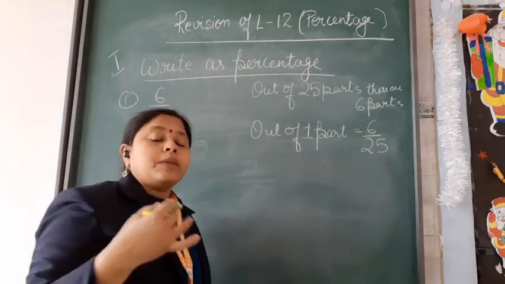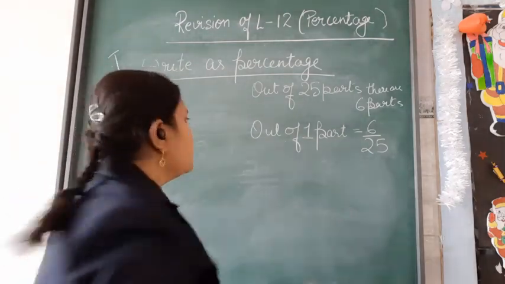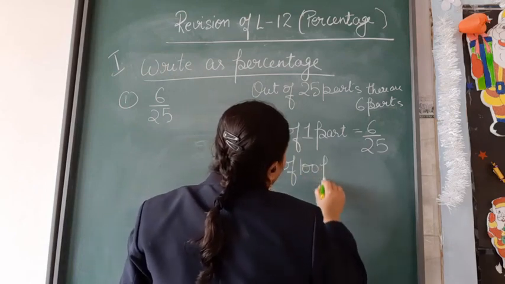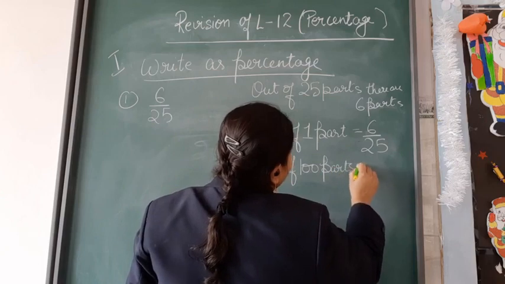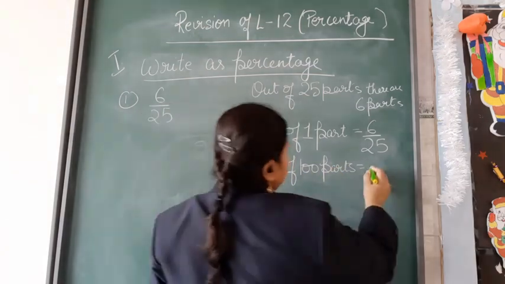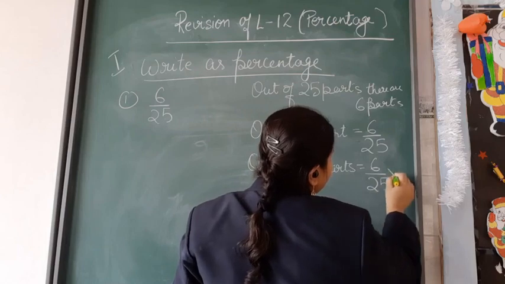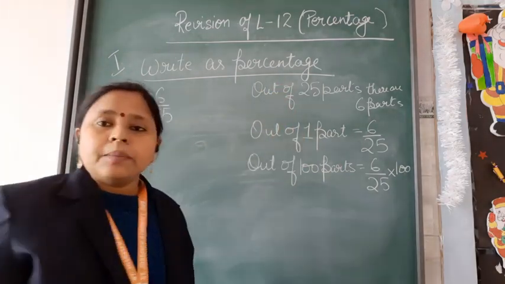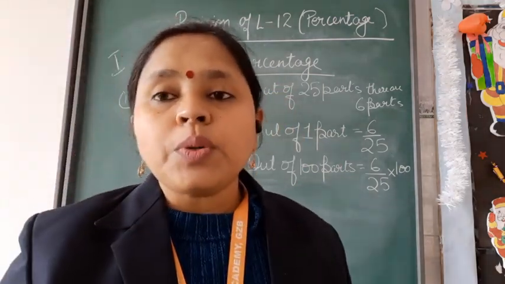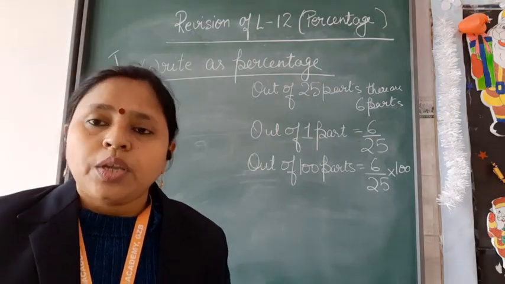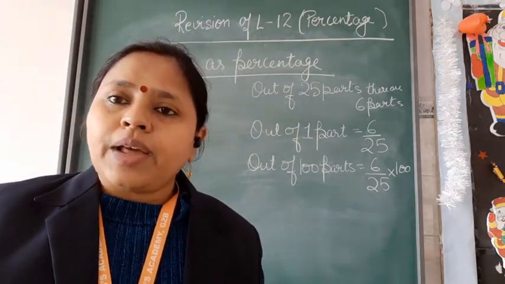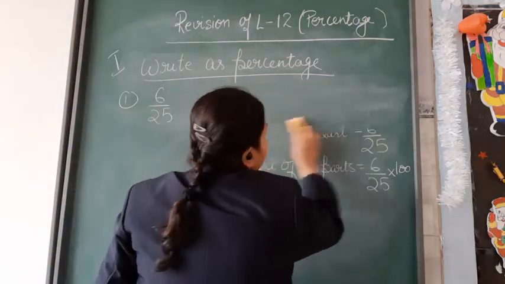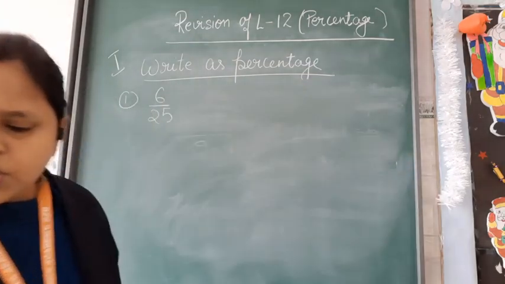Now when we say percentage, it means out of 100. So out of 100 parts, how much will it be? It will be 6 upon 25 multiplied by 100. I hope you have understood this part. So if we want to write a fraction as percentage, we can simply multiply that fraction by 100.